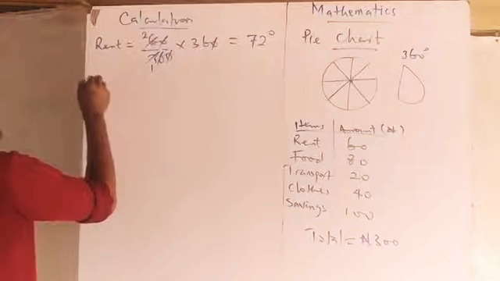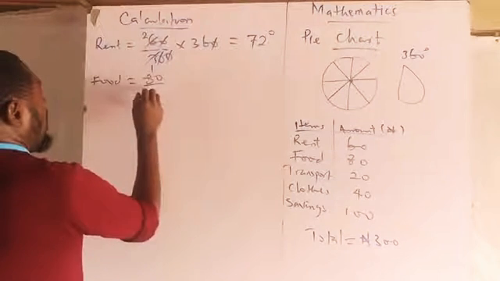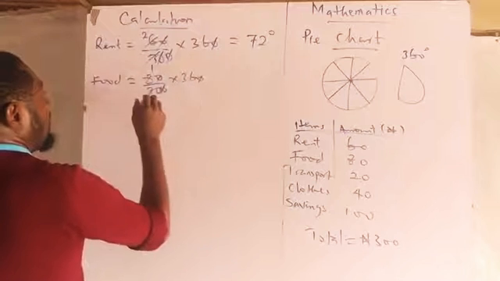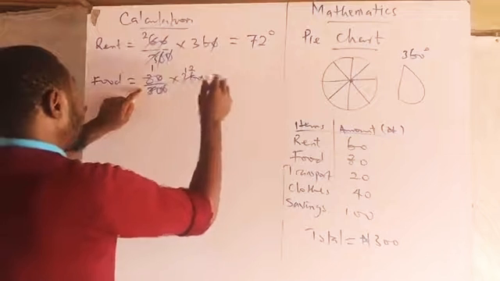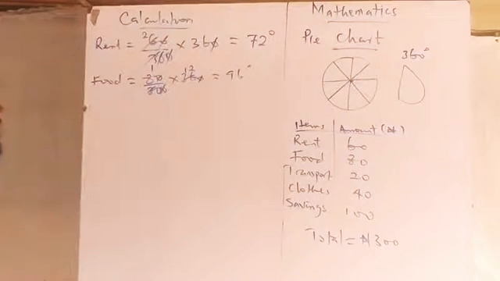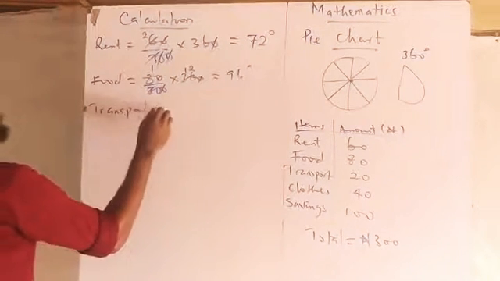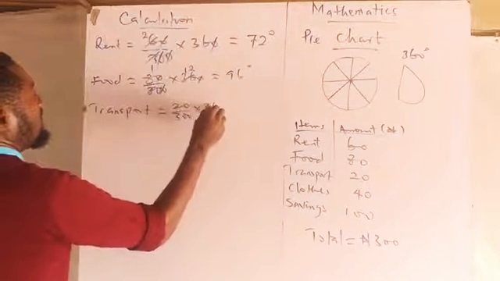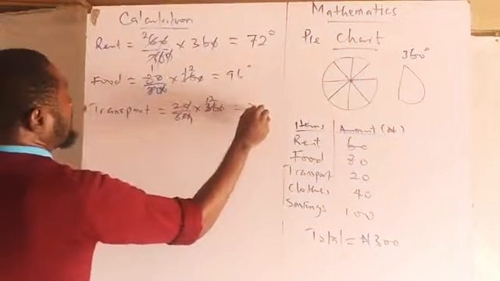For food will be 80 all over 300 times 360. This you have 12 times 8. That will give you 96 degrees. Transport will be 20 all over 300 times 360. This will cancel this in that manner. Here is 1, 12. You have 24 degrees.